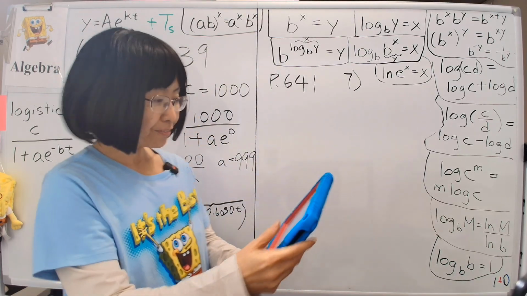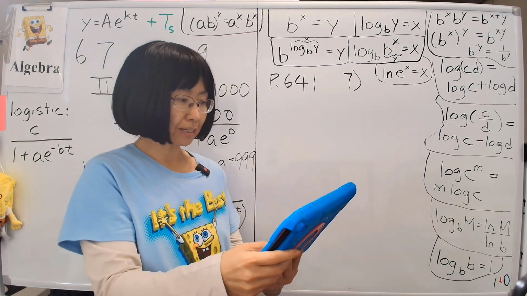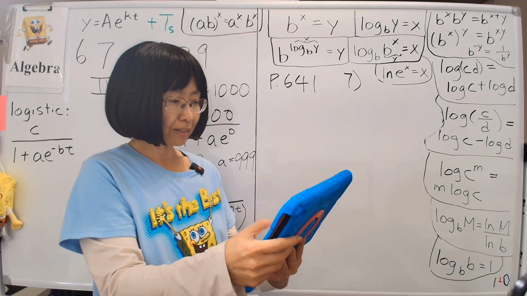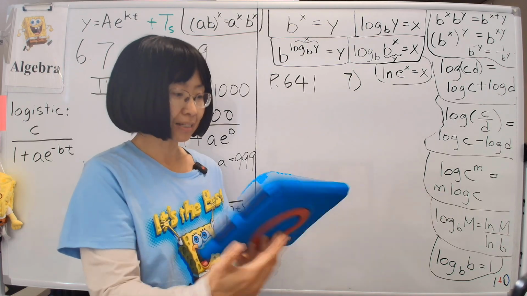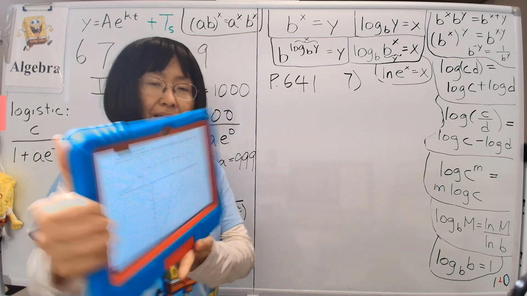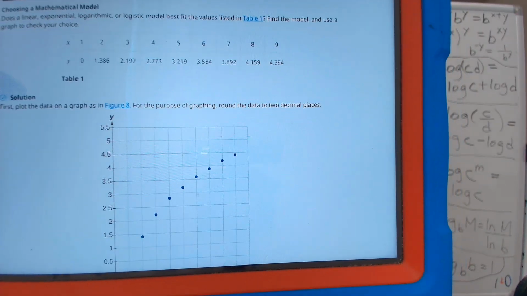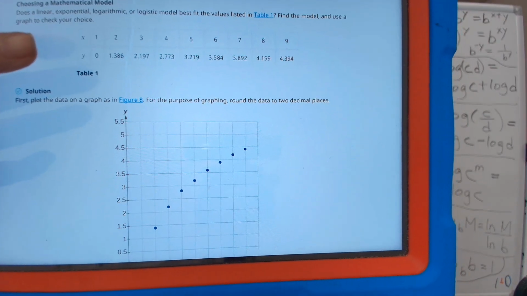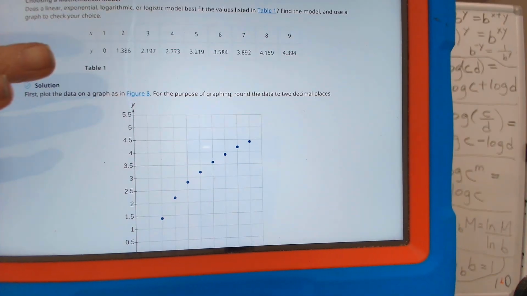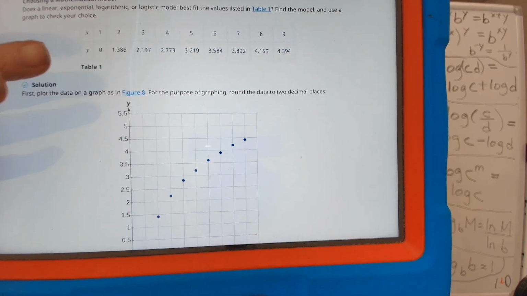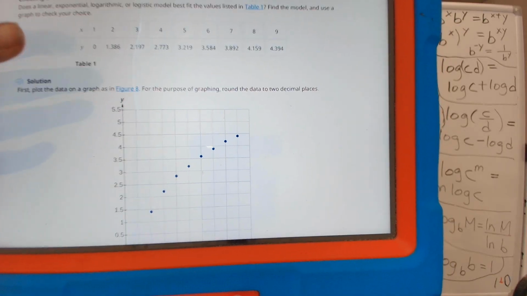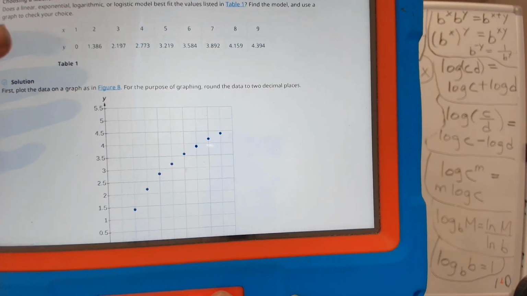So example 7 on page 641, we are looking at a bunch of data and trying to figure out a graph that fits it. So let's look at the data. If you look at the data, you notice that the data is increasing quite fast in the beginning. Say from 1 to 2, it went from 0 to 1.3, and then from 2 to 3, it went up quite a bit less. And continually, as you go on, the increase becomes less.